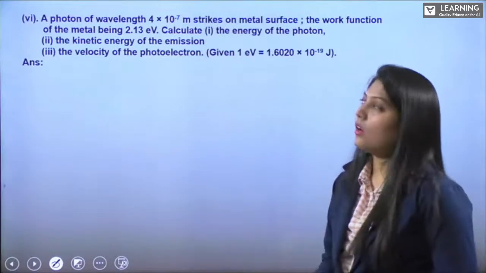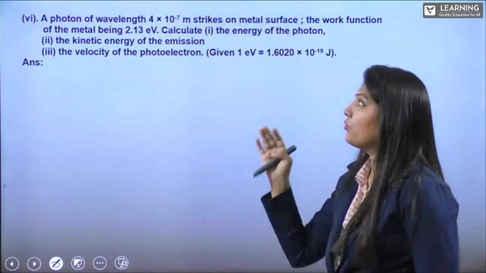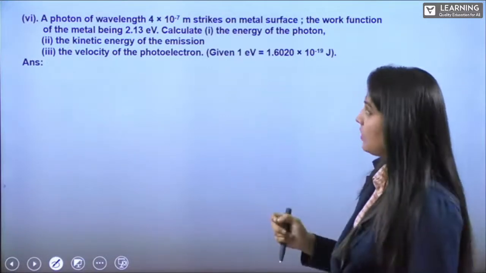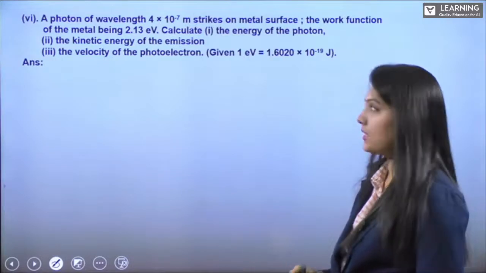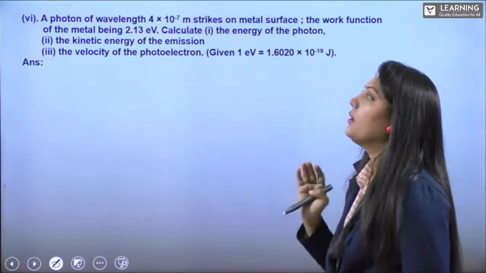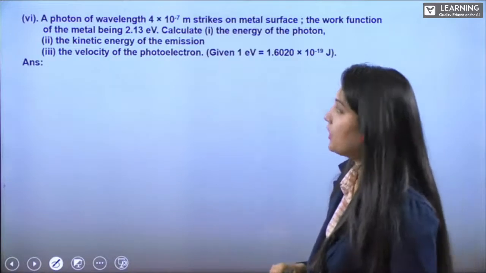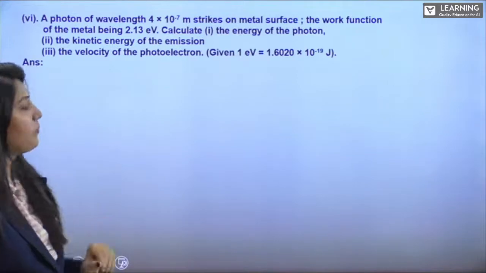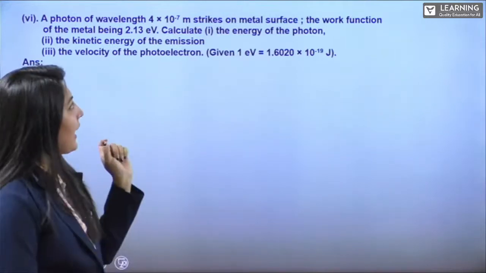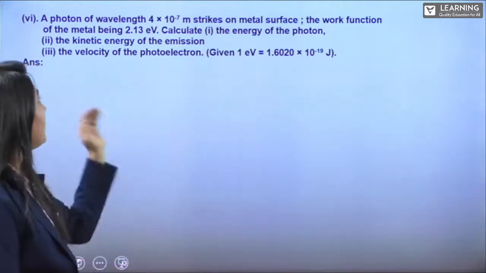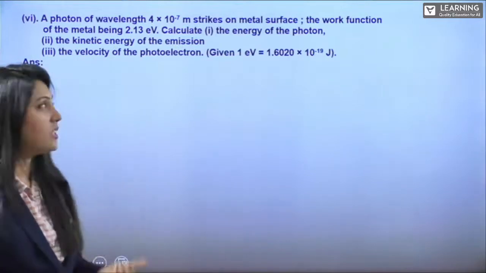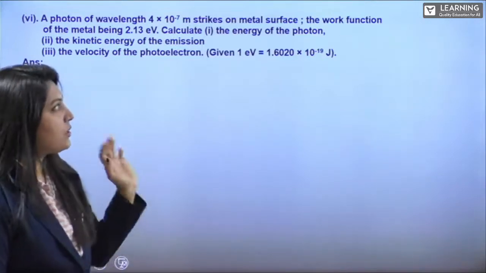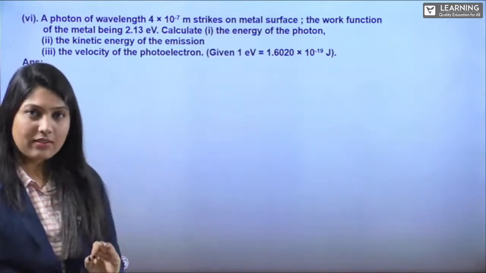Next question. A photon of wavelength around 4 × 10^-7 meter strikes a metallic surface, and the work function of the metal is around 2.13 eV. What is this eV? Electron volts. Calculate the energy of the photon, the kinetic energy of the emission, and also the velocity of the photoelectron. So these are the three sub-questions we have to find out.